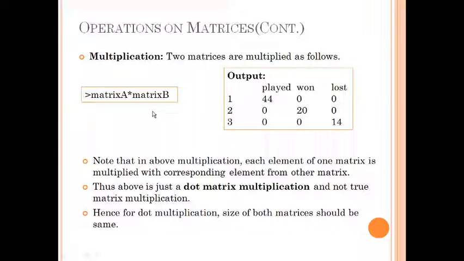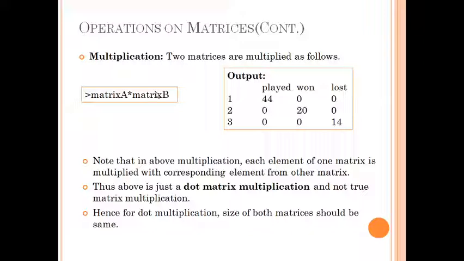For example, if we take the first row first element of matrix A, it will be multiplied with the first row first element of matrix B. If we take the second row first element of matrix A, it will be multiplied with the second row first element of matrix B, and so on. So it's just like addition and subtraction. Here the dot multiplication is also the same. The corresponding element of matrix A will be multiplied with the corresponding element of matrix B. So as in addition and subtraction, here also both the matrices should be of the same size.